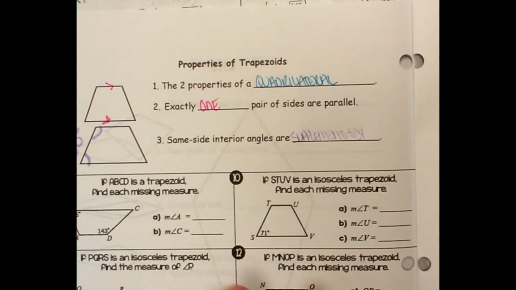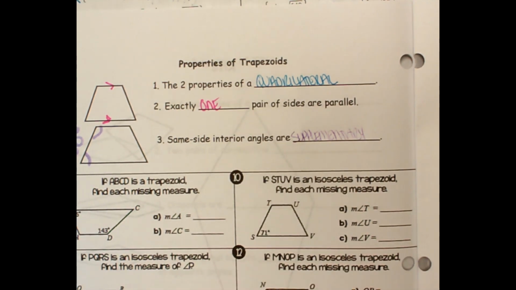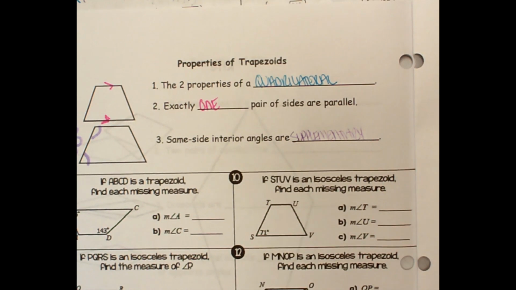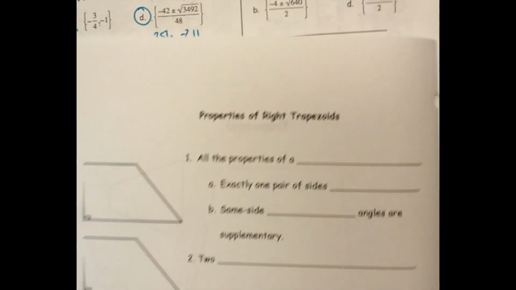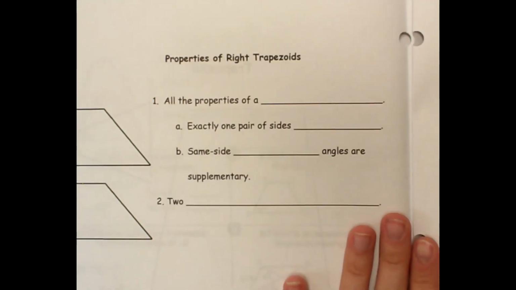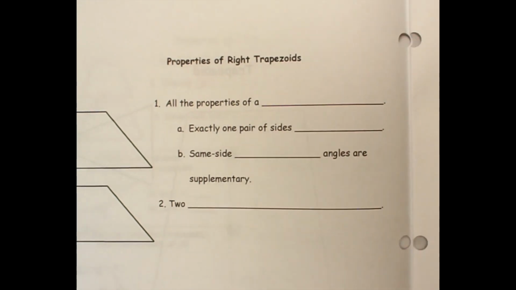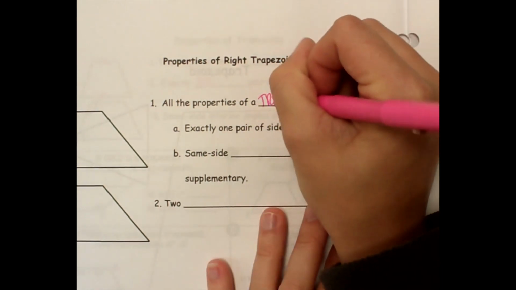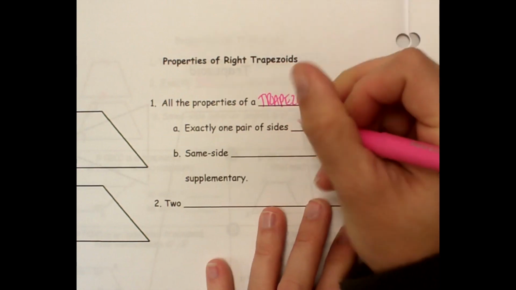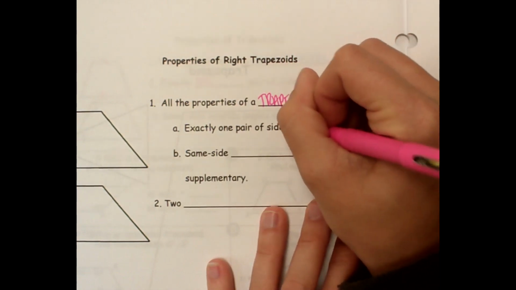We'll come back to the examples below, but first what I want to do is look at the two trapezoids we were talking about, because our examples include right trapezoids as well as isosceles trapezoids. So looking at your right trapezoid, it has all the properties of a trapezoid, including exactly one pair of sides that are parallel.